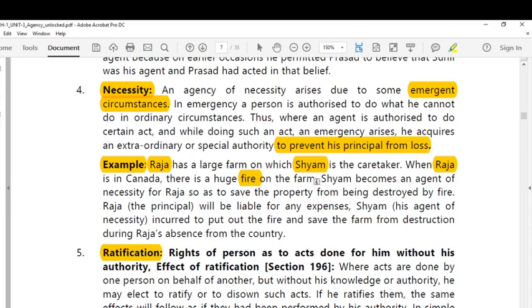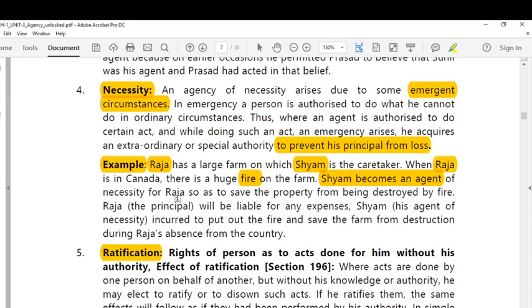Sham becomes an agent. So here, by extraordinary circumstances, Sham becomes an agent because of necessity. Because of the necessity he becomes an agent. Why does he become an agent? To prevent his principal from loss. You understand the point, student? So here Sham becomes an agent of Mr. Raja. The reason is to prevent Mr. Raja from a loss, which is an extraordinary circumstance, right?